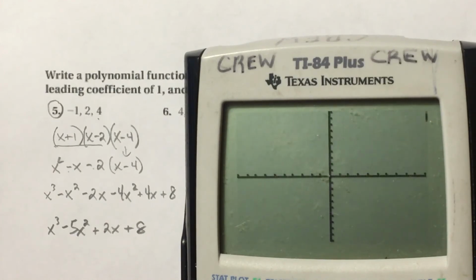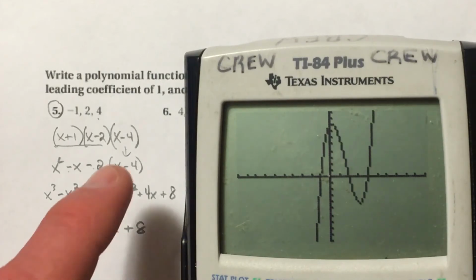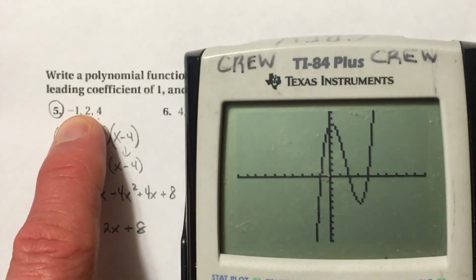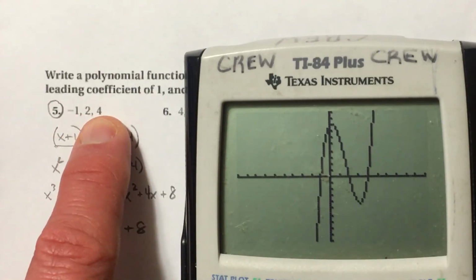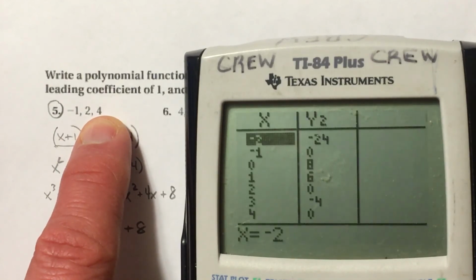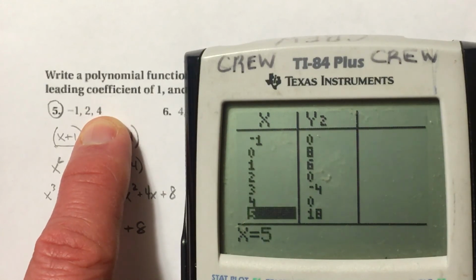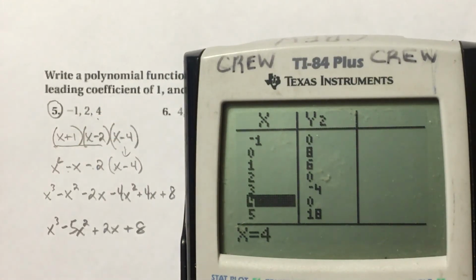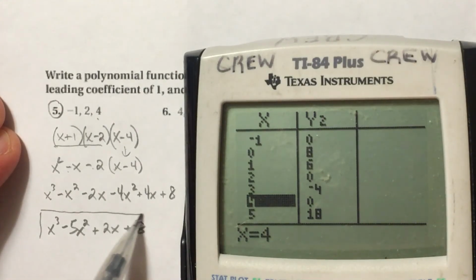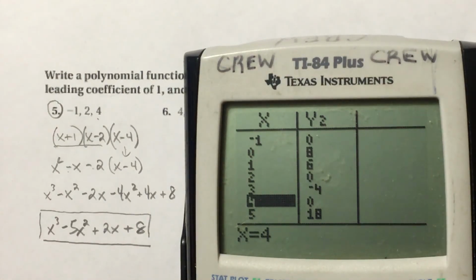If I graph this, I should have my function crossing the x-axis 3 times. 1 at negative 1, 1 at 2, and 1 at 4. Negative 1, 2, and 4 sure looks the case. Let's get proof. There's negative 1, there's 2, and there's 4. So now I am quite satisfied, ready to move on to the next problem, knowing I got this one exactly correct. You can always check your work.